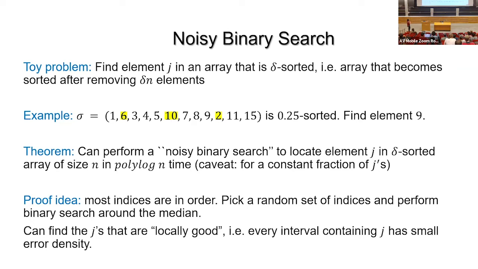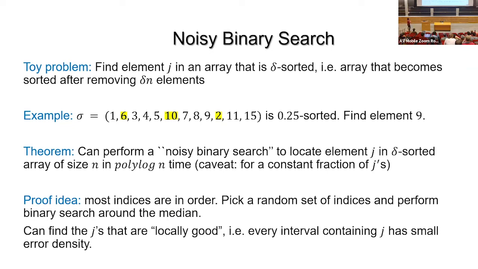Here, because most indices are essentially in order, we can perform a binary search around the median. So it's a recursive search. The main idea is that we need to make sure that the density of errors does not increase on the side that we're going to recurse on. Sometimes it can increase, and there are indices that we will never be able to recover.